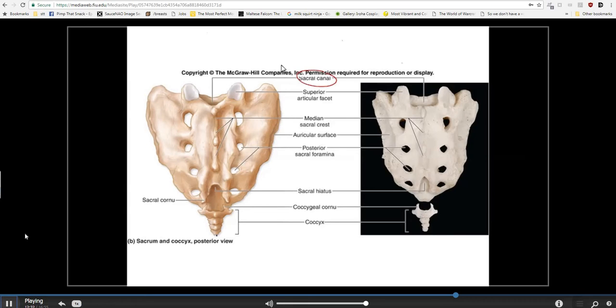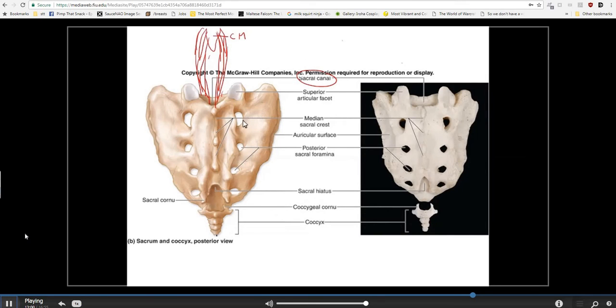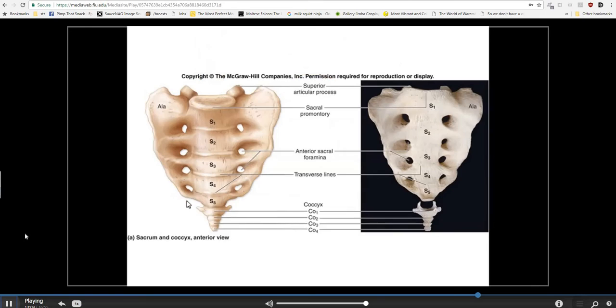Now, sacral canal. Here's the conus medullaris, end of the spinal cord. So the cauda equina, horse's tail, mesh of nerves, goes from here, and it enters through the sacral canal, and then some of these nerves exit out through here. Dorsal ramus goes out through there, and you also have nerves coming out here from the front.